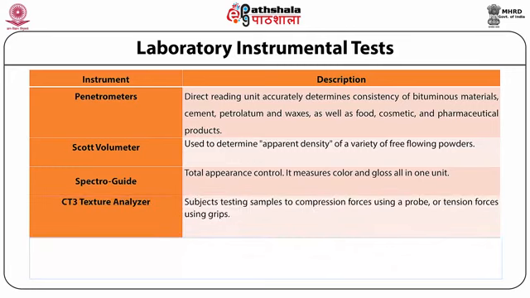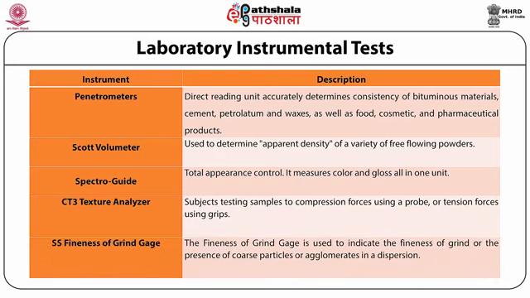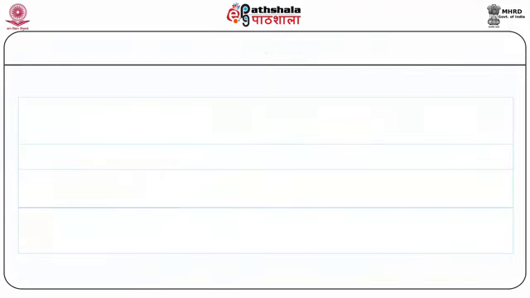The texture analyzer subjects testing samples to compression forces using a probe or tension forces using grips. Fineness of grind gauge testing is also done. The fineness of grind gauge is used to indicate the fineness of grind or the presence of coarse material, particles, or agglomerates in a dispersion.